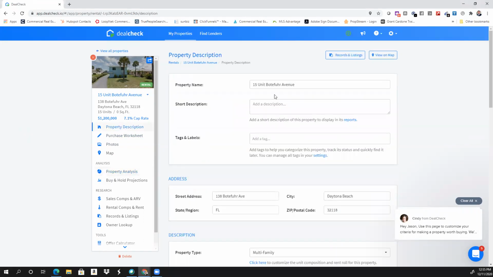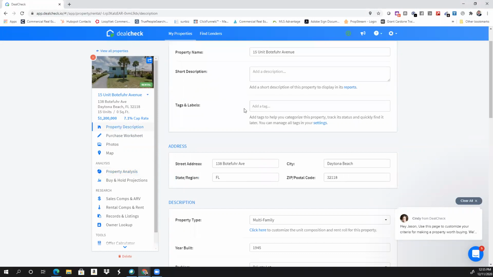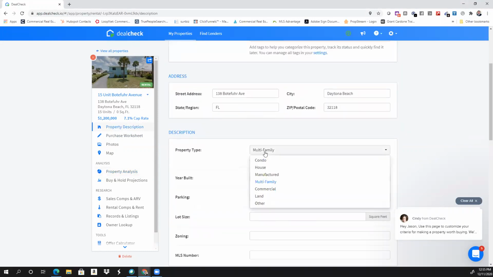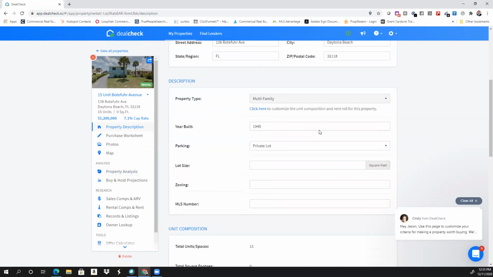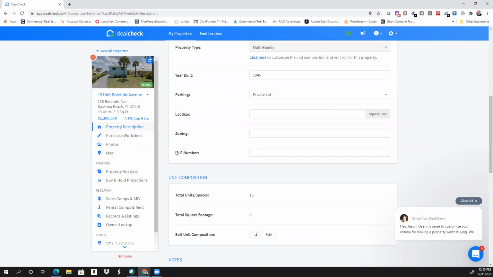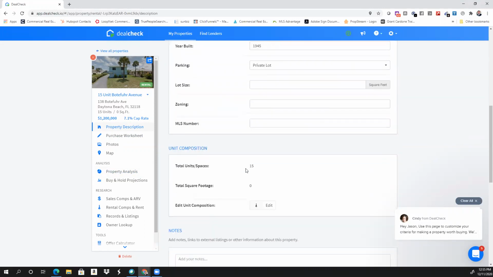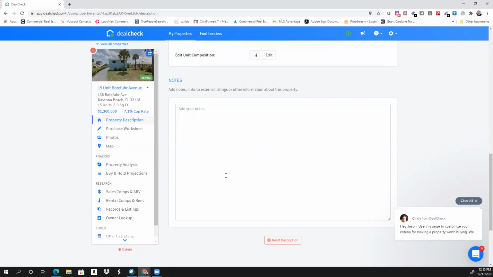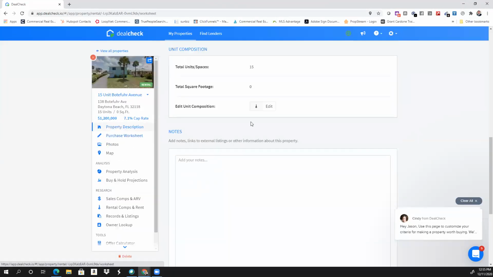But okay, so you're going to go in here, the property description. You're going to label it. What is this? Is this a multifamily, manufactured, commercial? This is a multifamily. Try to put as much information as you can. It does tie in with the MLS, so if this was active, which it actually is, one of my listings, you can pull it through the MLS. How many spaces? Add your little notes. Okay, and then we're going to go to the purchase worksheet.